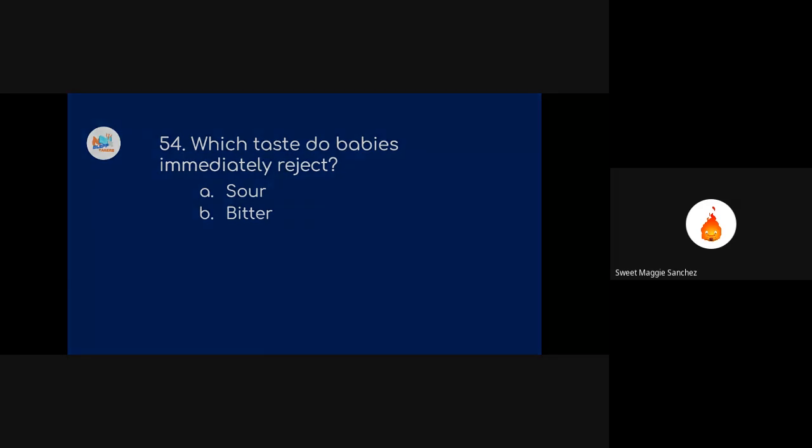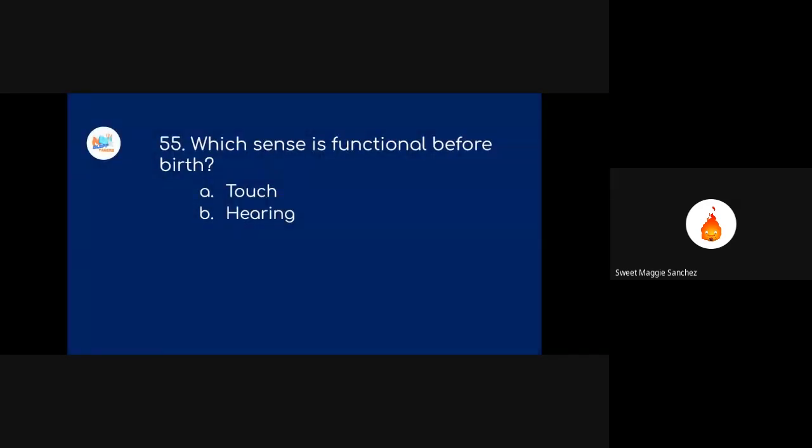Okay, timer stops. Question 55. Which sense is functional before birth? Is it A, touch, or B, hearing?